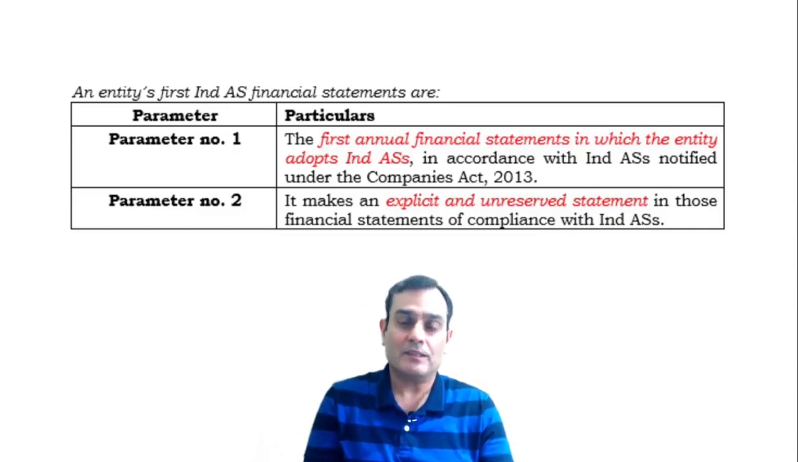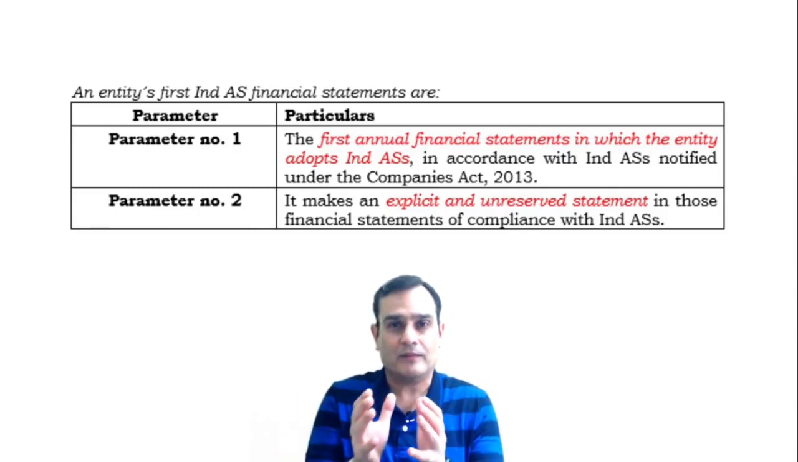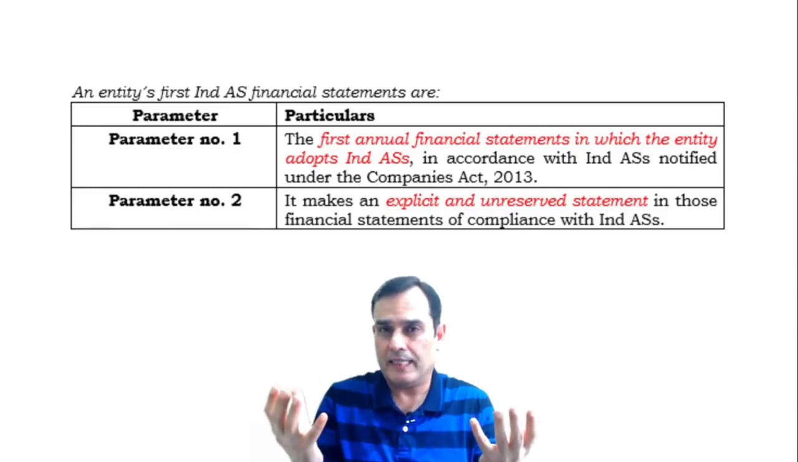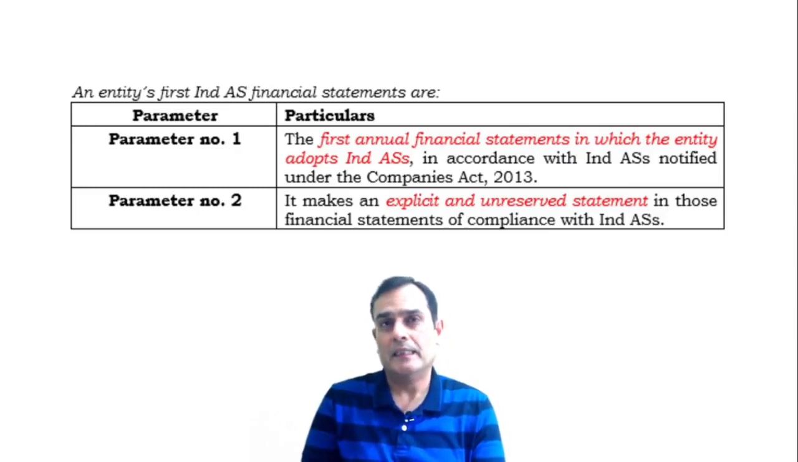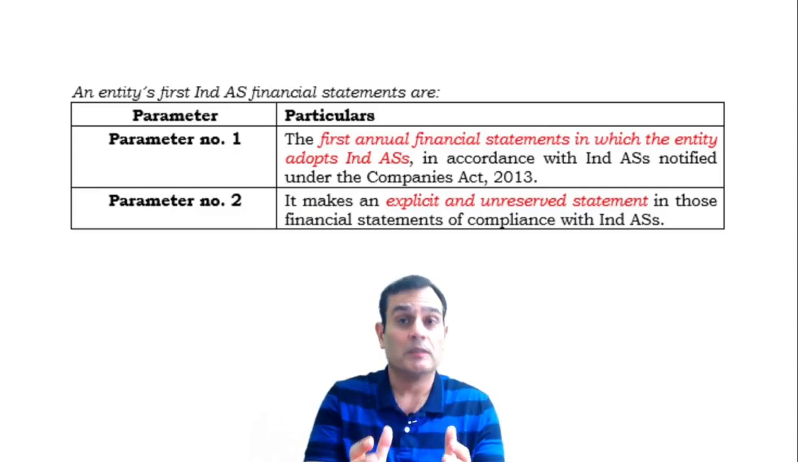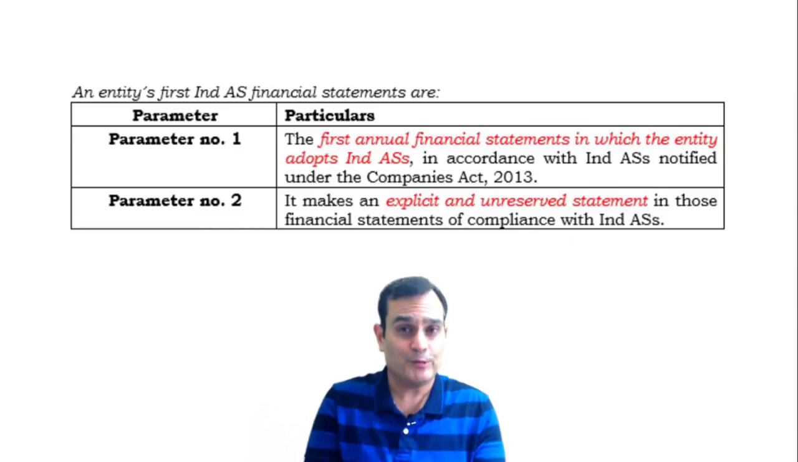So I think more or less this takes care of the terminology. We're fairly clear on the timeline, the previous GAAP, the first Ind AS financial statements, and the transition date. In the next video, we're going to come to some more insights regarding accounting policies, estimations, mandatory exceptions, optional exemptions, etc.